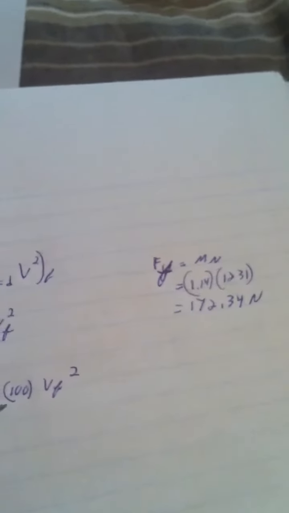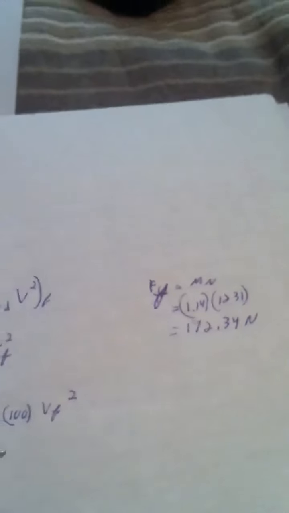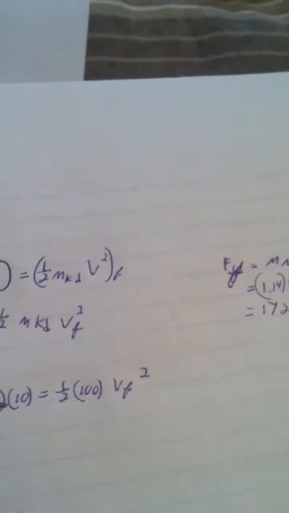I just did negative 981 minus 50 divided by 1/2 to equal 0, and they end up coming out to be newtons equals 1231 newtons, and that's how I got that.